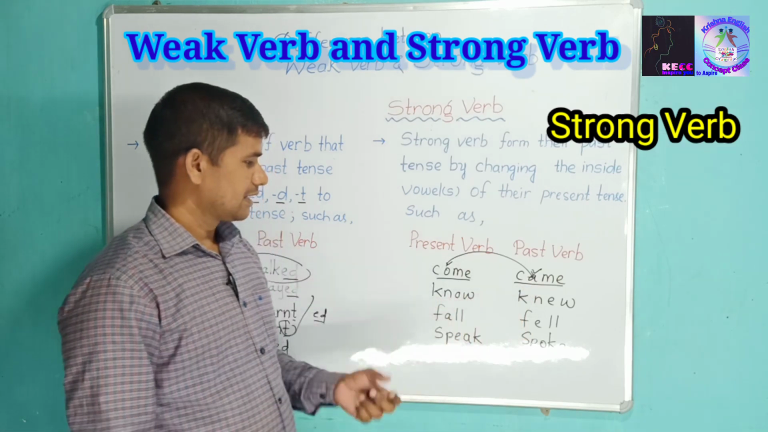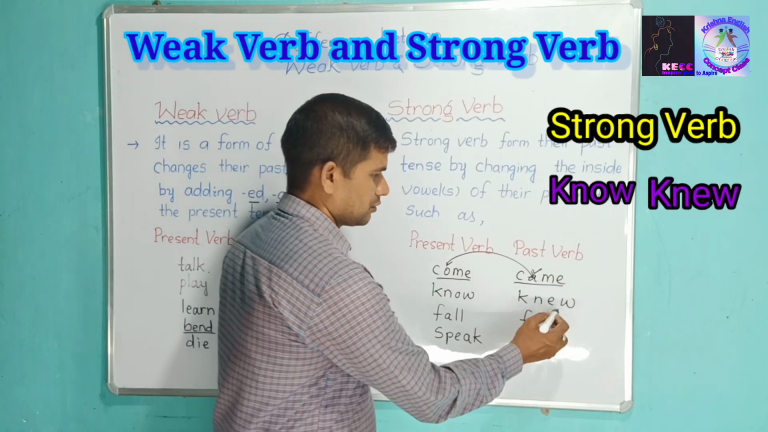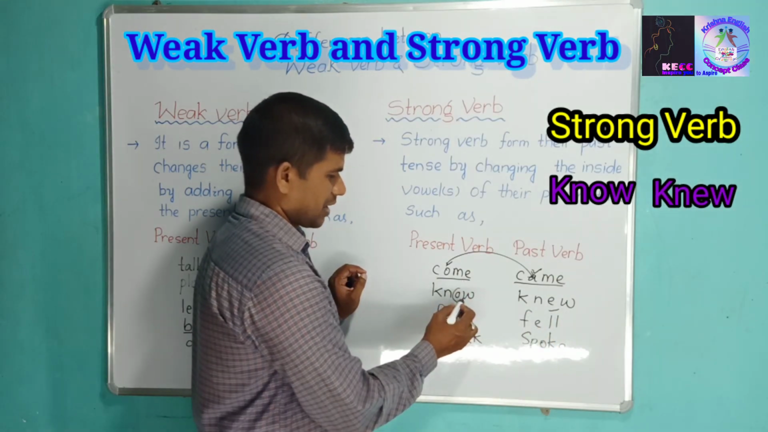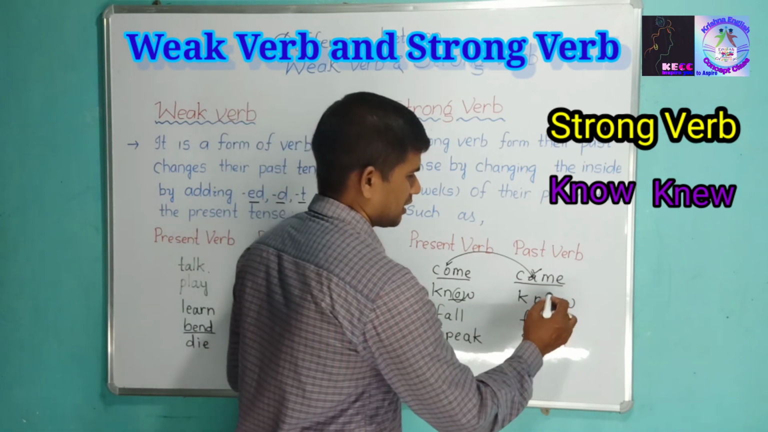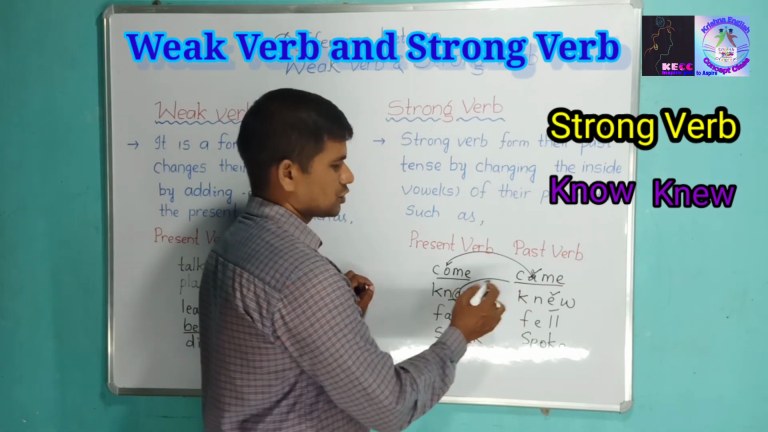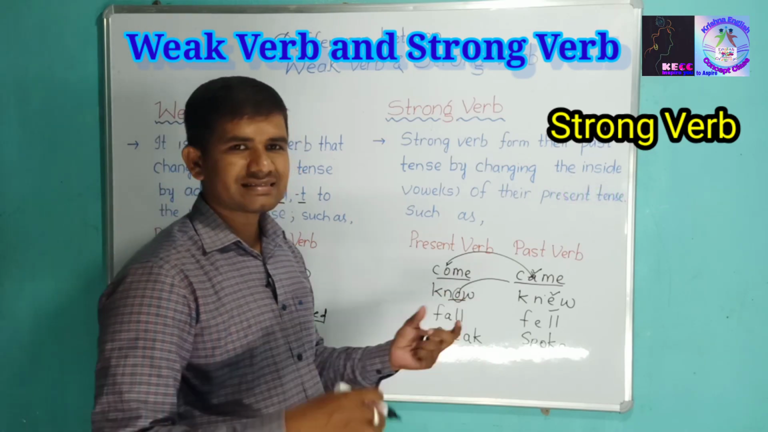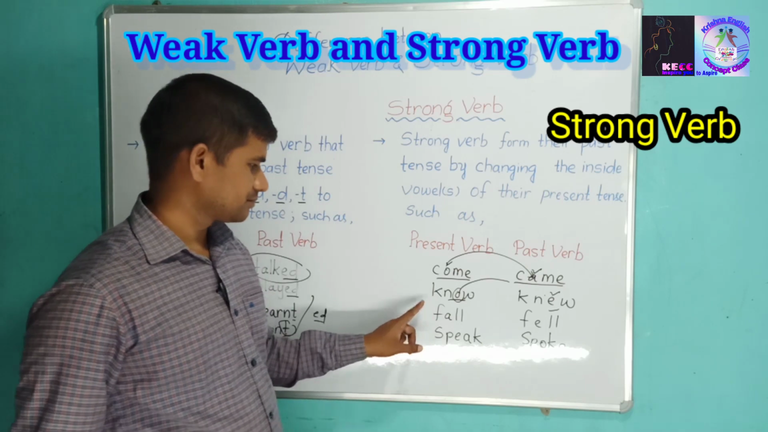It's easy. Let's see the next example. Know, knew. See here also the inside vowel: in the present verb, the inside vowel is o, and in the past verb, e. The letter o changed to e. I mean, the inside vowel changed. So it's a strong verb.